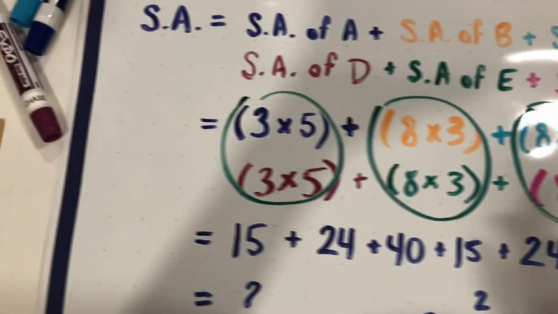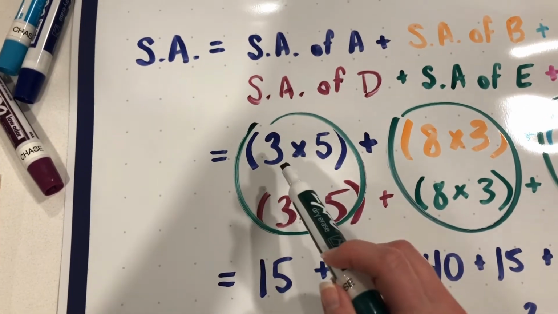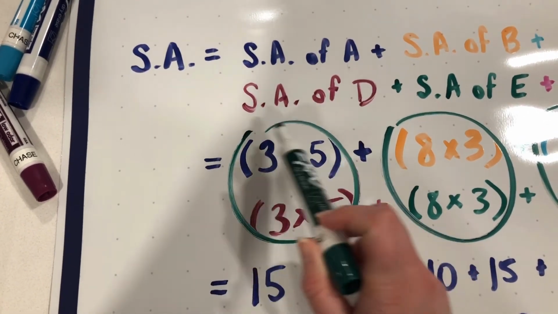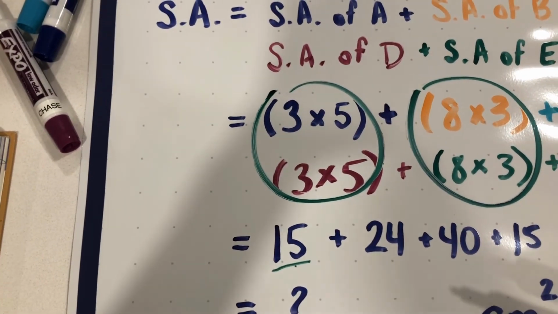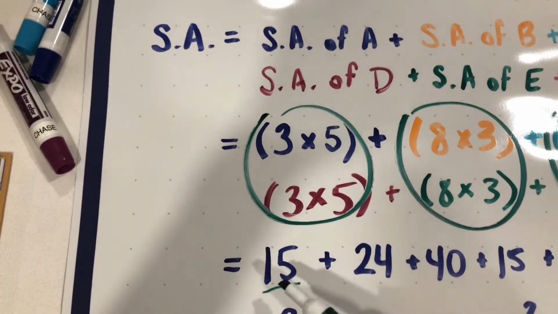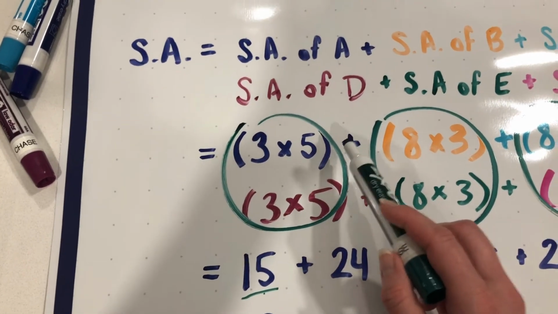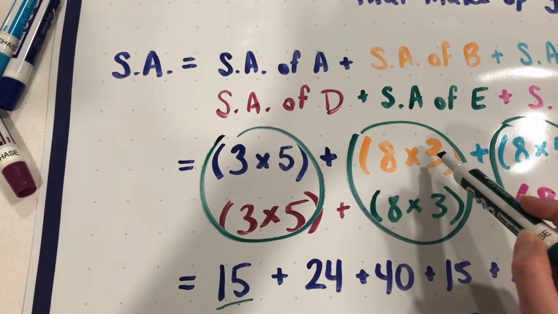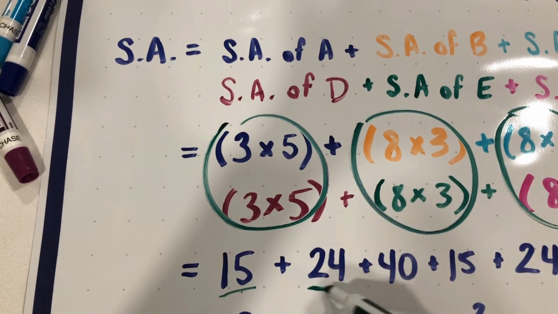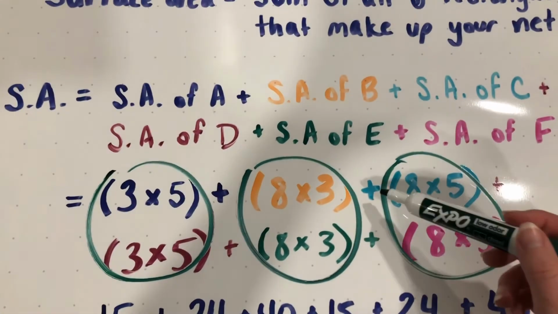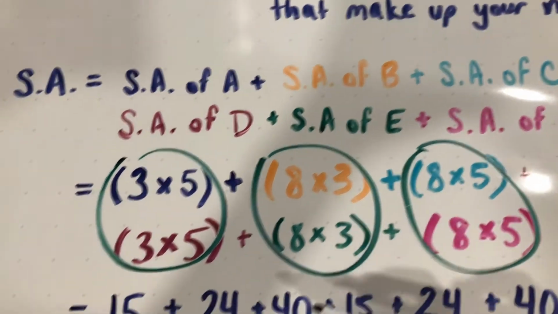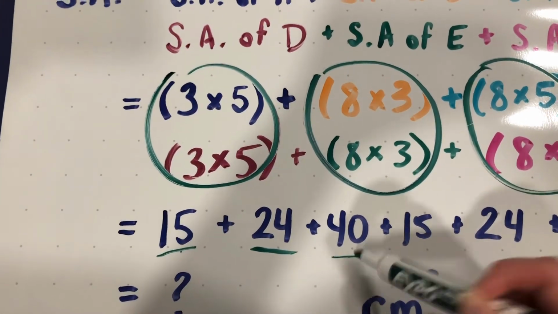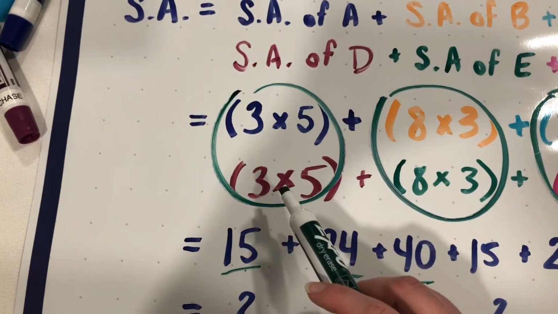Okay, so if I'm going to do this the long way, I'm going to see that 3 times 5, I have to figure this out, and I'm going to put my answer in here. So 3 times 5 gives me 15. I'm adding this up with the surface area of B, which is 8 times 3, so I get 24. Moving along, we're adding that to the surface area of C, which is 8 times 5, and I get 40, okay? And then I'm doing the same ones again.